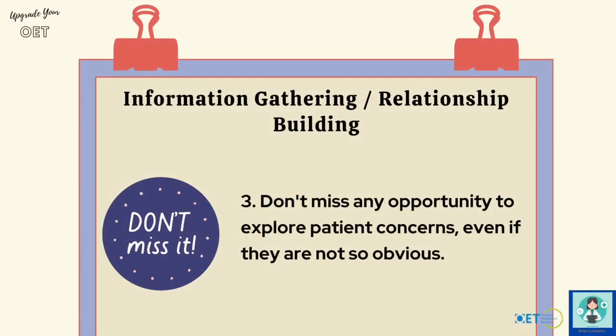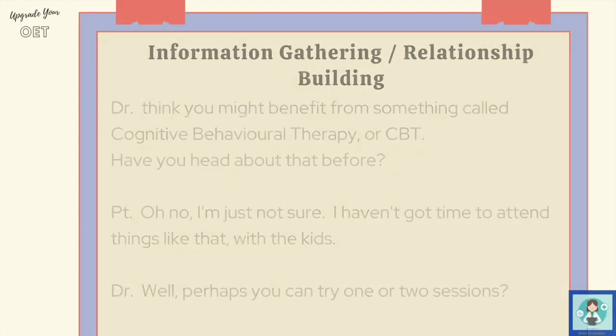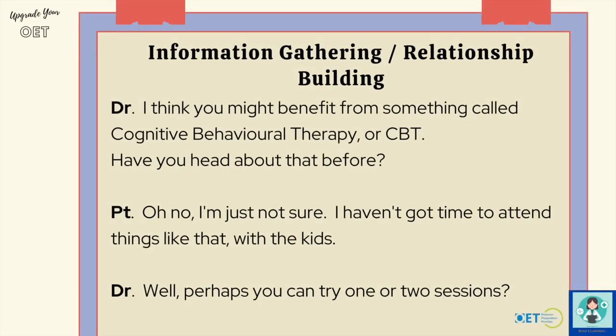The other thing the OET have told us is that it's really important not to miss any opportunity to explore patient concerns, even if they're not so obvious. This will help with your information gathering skills and your relationship building as well. Here is an example for you. In the role play, you might say, I think you might benefit from something called cognitive behavioral therapy or CBT. Have you heard about that before?